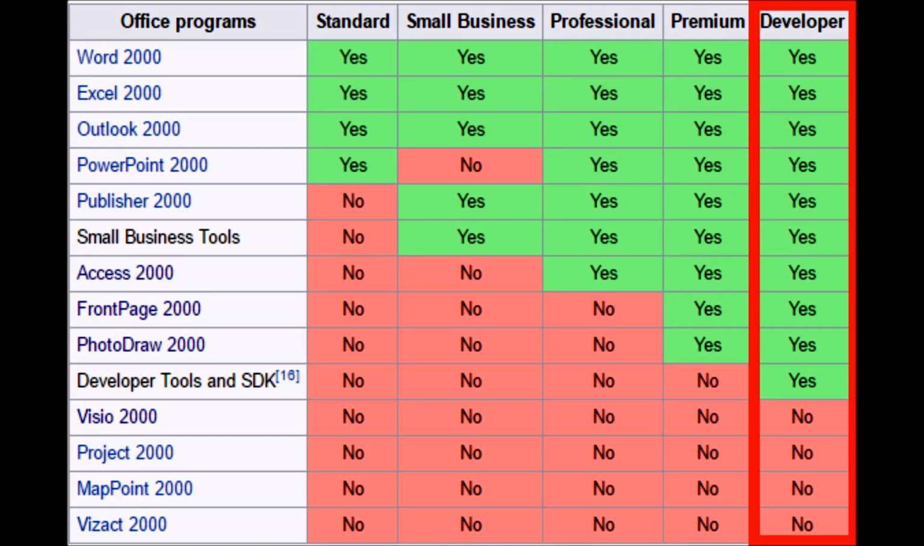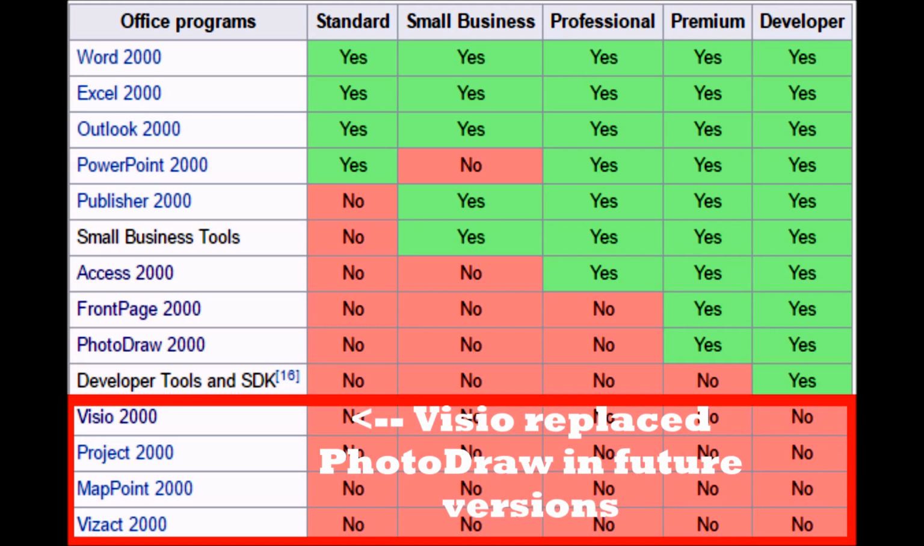Last but not least, you have Office Developer Edition, which had developer tools and SDK, which stands for Software Development Kit. However, I have no clue what it is, but my guess is it's to do with web design and HTML. There are other tools that were standalone tools, but due to it not directly being of the 2000 editions, I will do a separate video on those to save time.